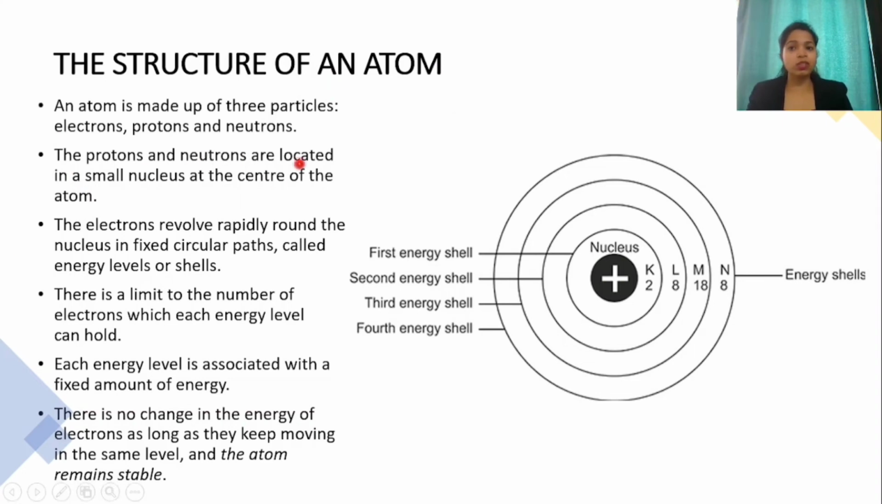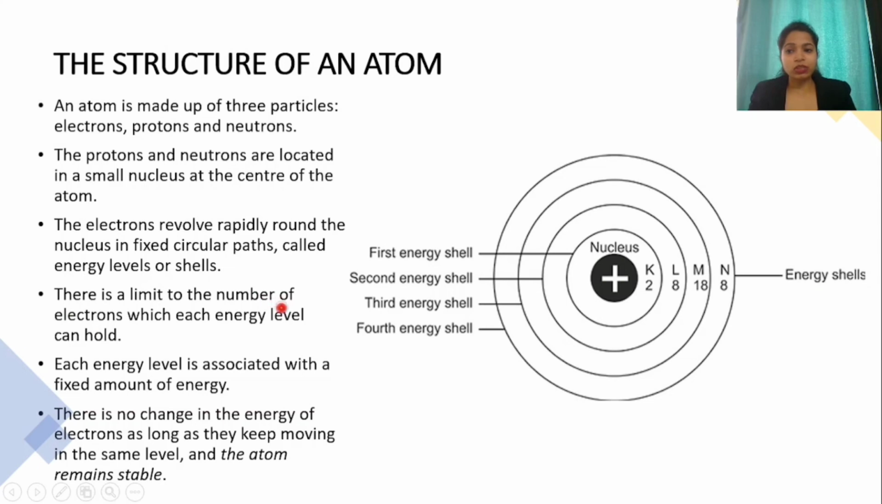The protons and the neutrons are located in a small nucleus at the center of the atom. Here you can see the nucleus. The final structure says that in this nucleus we have protons and neutrons. The electrons revolve rapidly around the nucleus in fixed circular paths, which are called energy levels or shells. See here, we have different energy levels, the orbits, the K, L, M, N. These are all energy levels, energy shells or orbits, whatever you wish to call them.